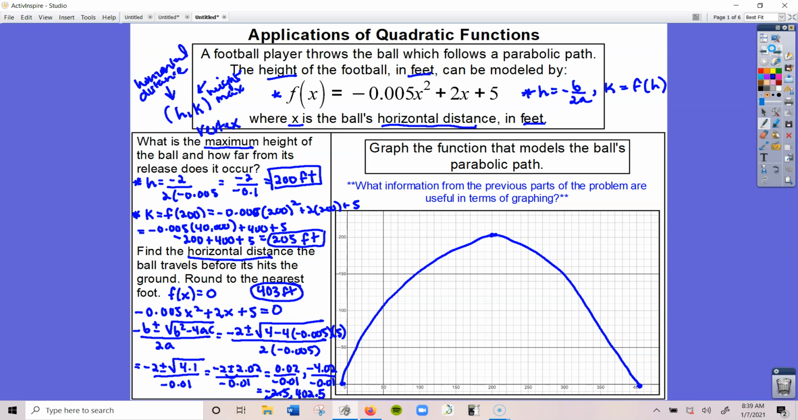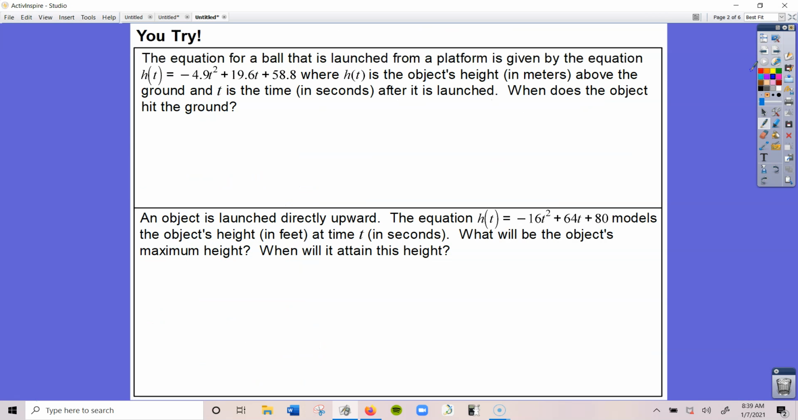Let's look at another example. Here we go. The equation for a ball that is launched from a platform is given by the equation h of t is equal to negative 4.9 t squared plus 19.6 t plus 58.8, where h of t is the object's height in meters above the ground and t is the time in seconds.